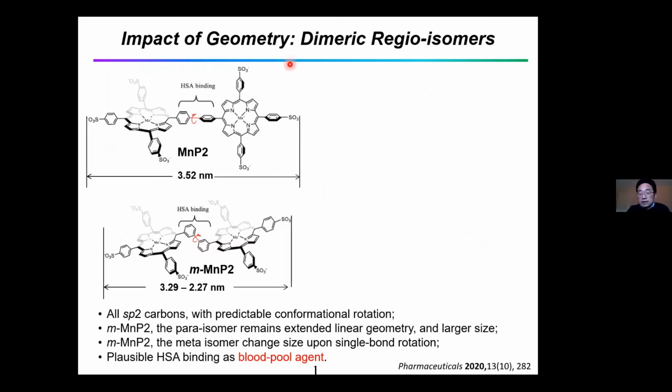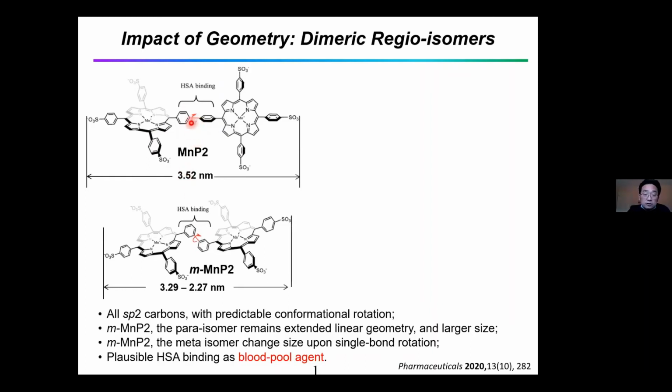And interestingly, we also studied the geometry of those compounds. For instance, the dimer here, which I showed you, is a so-called para-dimer. And this is yet another interesting property, because the porphyrins are aromatic, so there's not a lot of flexibility for sigma bond rotation. There are only limited rotational freedoms. So for this linear dimer, the only way to rotate is through this sigma bond here. And this sigma bond rotation actually does not change the size of the porphyrin. You can estimate the diameter is roughly about 3.5 nanometers.